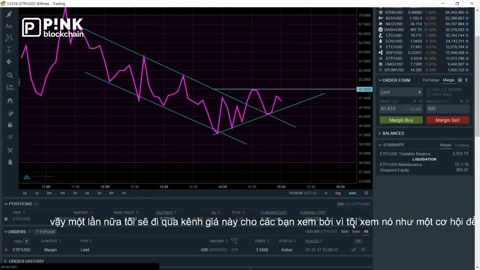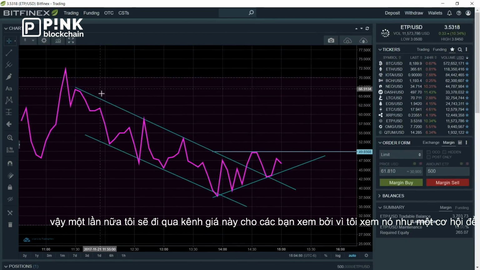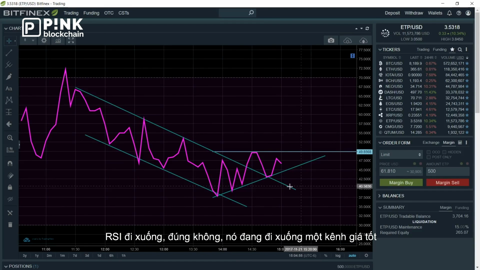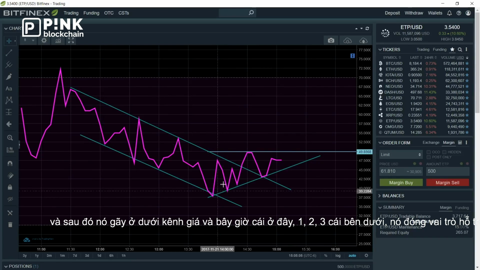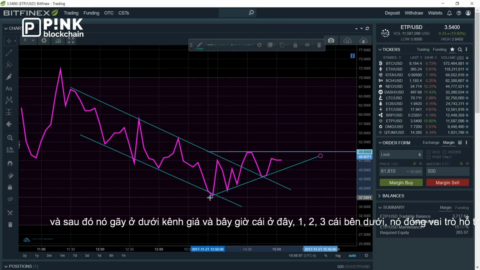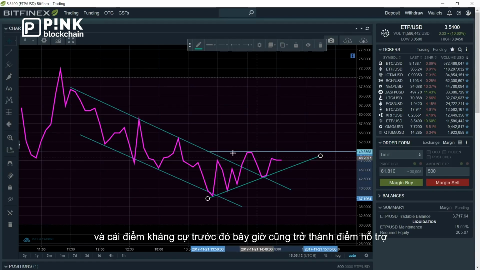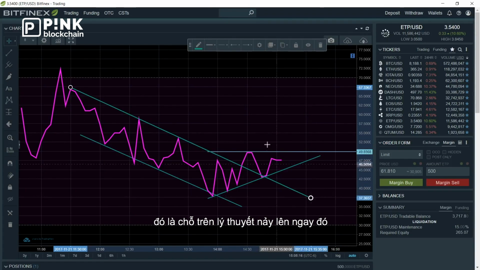So once again, I'm going to go over this channel with you guys since I see it as a good learning opportunity. This RSI is coming down, right? RSI is coming down into a beautiful channel. This is clearly the resistance up there, and this is the support right here, right? And then it breaks out of the channel, and now this one right here, one, two, three bottoms, acts as its support. And then what was formerly the resistance also acts as a support now as well. That's why we literally bounce right off of it right here.